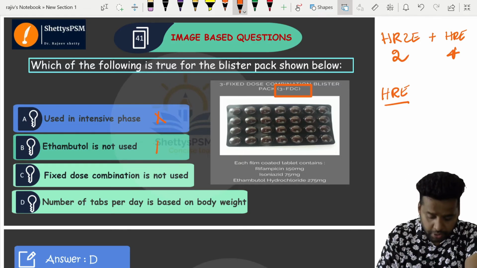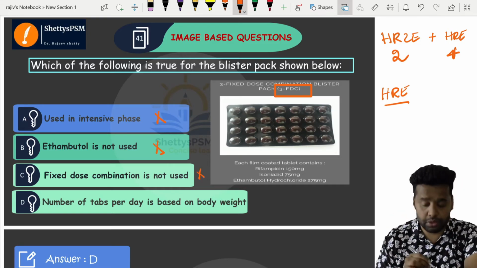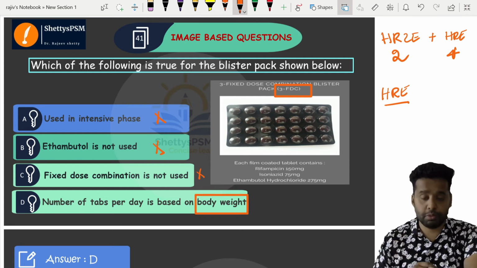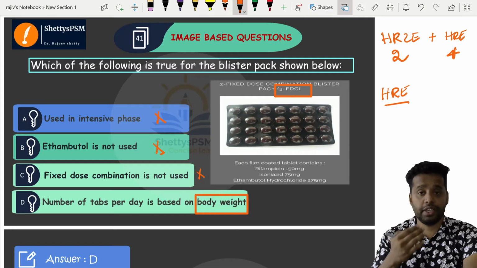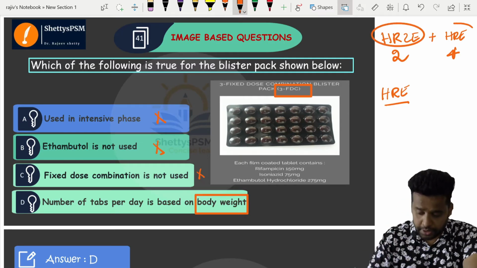No. Ethambutol is not used. No, it is used. Fixed dose combination is used. Since it is a fixed dose combination, the number of tablets per day is decided based on the body weight of the patient. Write this: HRZE plus HRE.